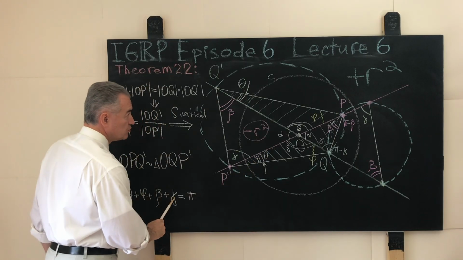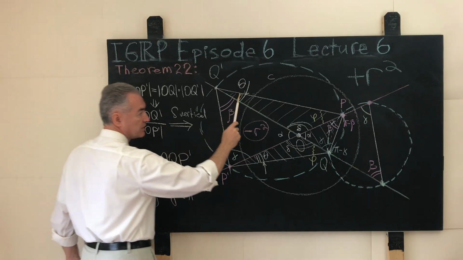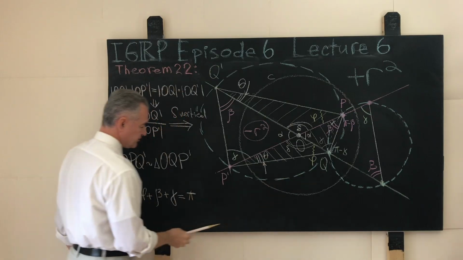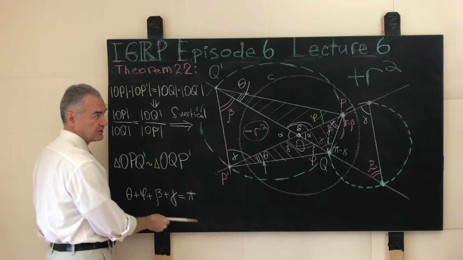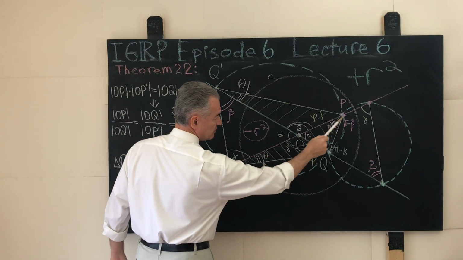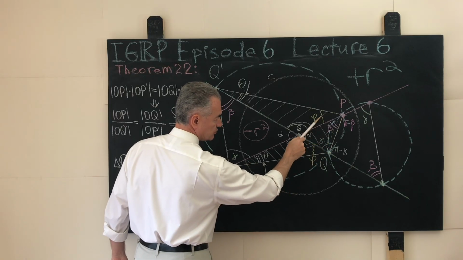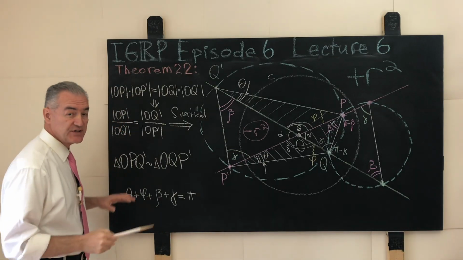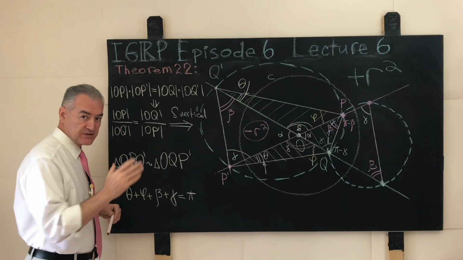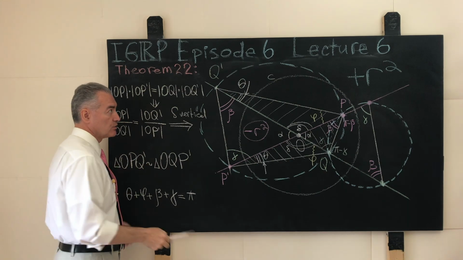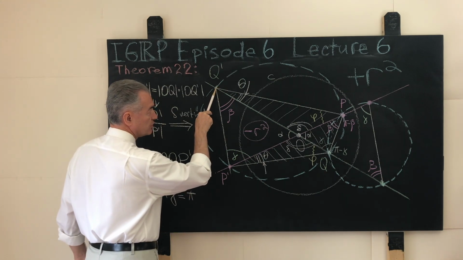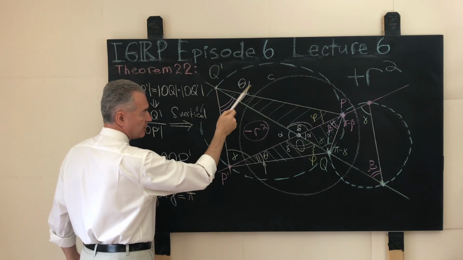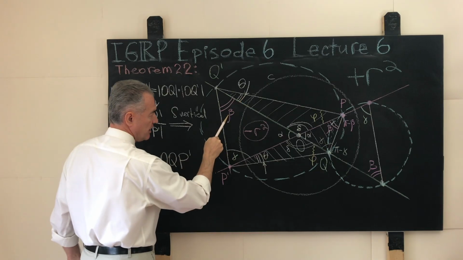So there we go. We sum the angles in this triangle one by one. Theta plus phi plus beta plus gamma must be pi by that theorem, because here the angle at the vertex P in our quadrilateral is composite. It's composed of two angles, phi and beta. But now we look at the same quadrilateral from the standpoint of opposite angles. The angle at the vertex Q prime is composite. It is composed of two angles, theta and beta.